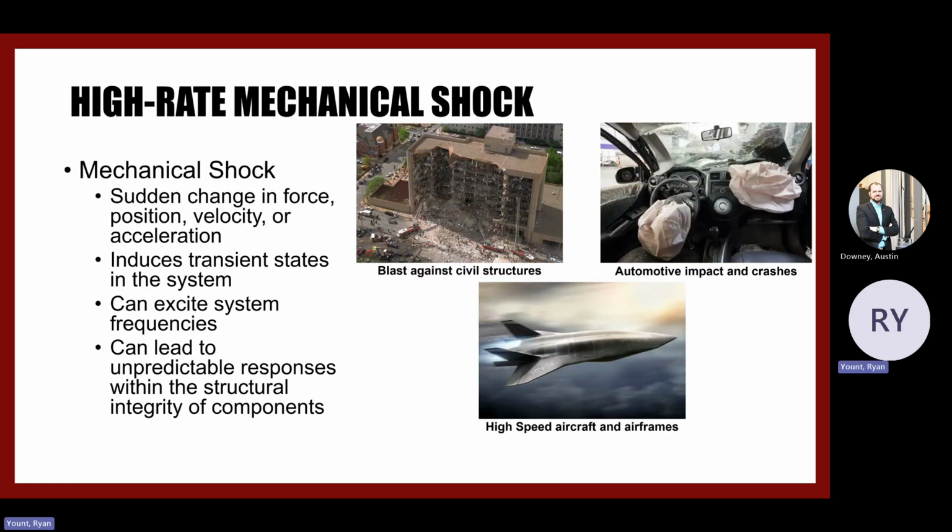So before we get into what we actually did for that, we have to talk about what mechanical shock is. It's essentially a sudden change in force, position, velocity, or acceleration, which can induce transient states of the system and excite system frequencies. And the issue here, obviously, is that that can lead to unpredictable responses within the structural integrity of components, leading to damage and everything. Some examples of mechanical shock would include stuff like blasts against civil structures here, car crashes, and even high-speed aircraft when they're accelerating very quickly.